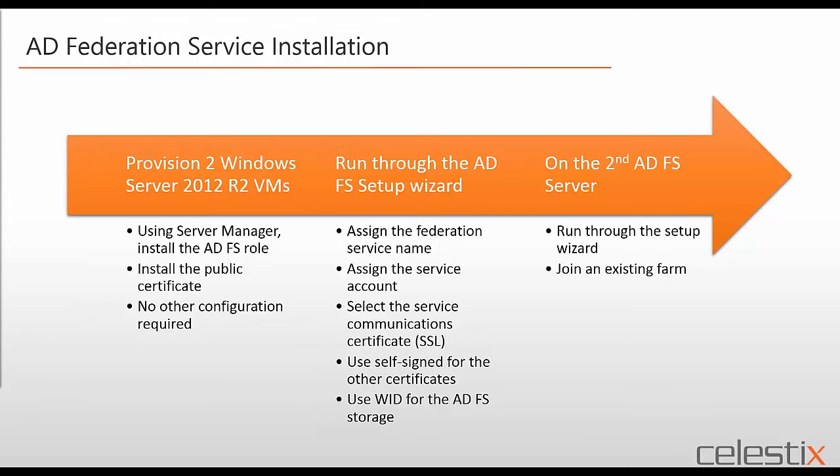And then on the second ADFS server, once you've configured the first one, you'll simply install the role again, run through the setup wizard, and select the option to join the existing farm. You'll enter the service account information, and then you'll go on with life. Also make sure that you have installed the certificate too as well.